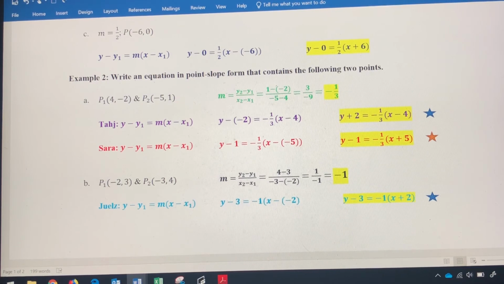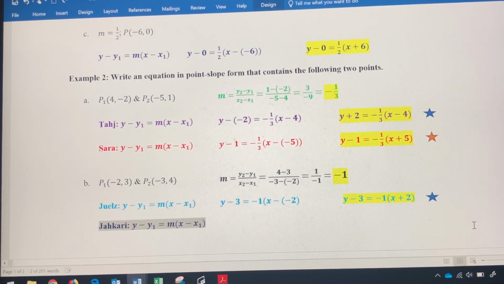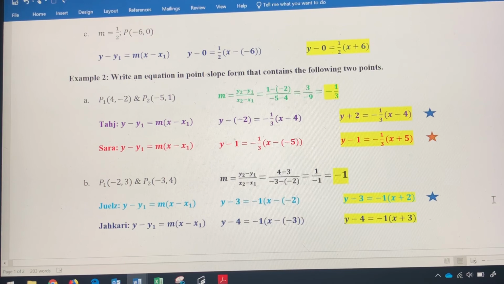Okay. Let's say Jakari, on the other hand, decides to use the second point, okay? So he plugs in 4 for the y coordinate, he plugs in the slope correctly here for m, and he plugs in negative 3 for my x coordinate here, okay? He's got to clean up a little bit on the right side, so he gets y minus 4 equals negative 1 times x plus 3. Again, because Jakari used the correct slope, and he used a point that's on the line, he's correct as well. So both these answers would be considered correct, okay?